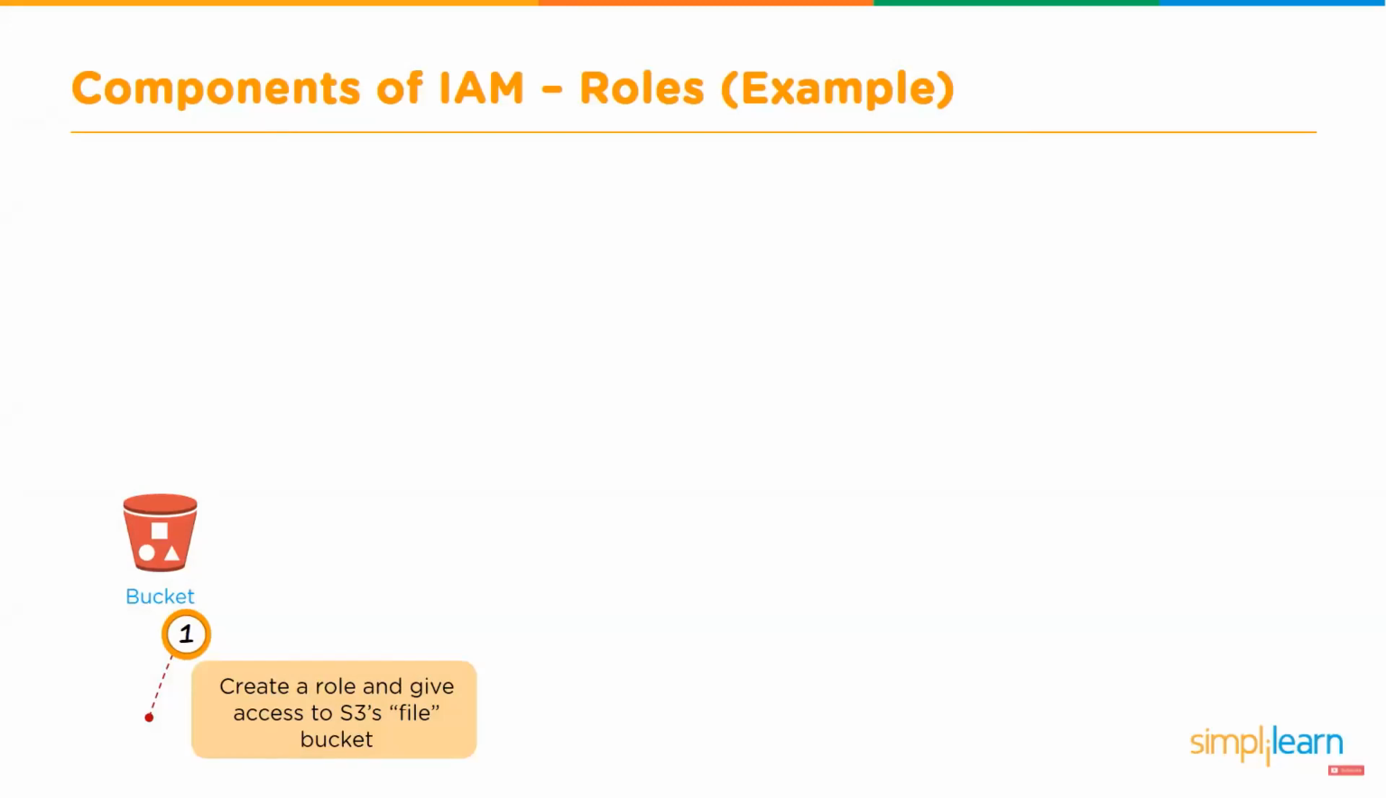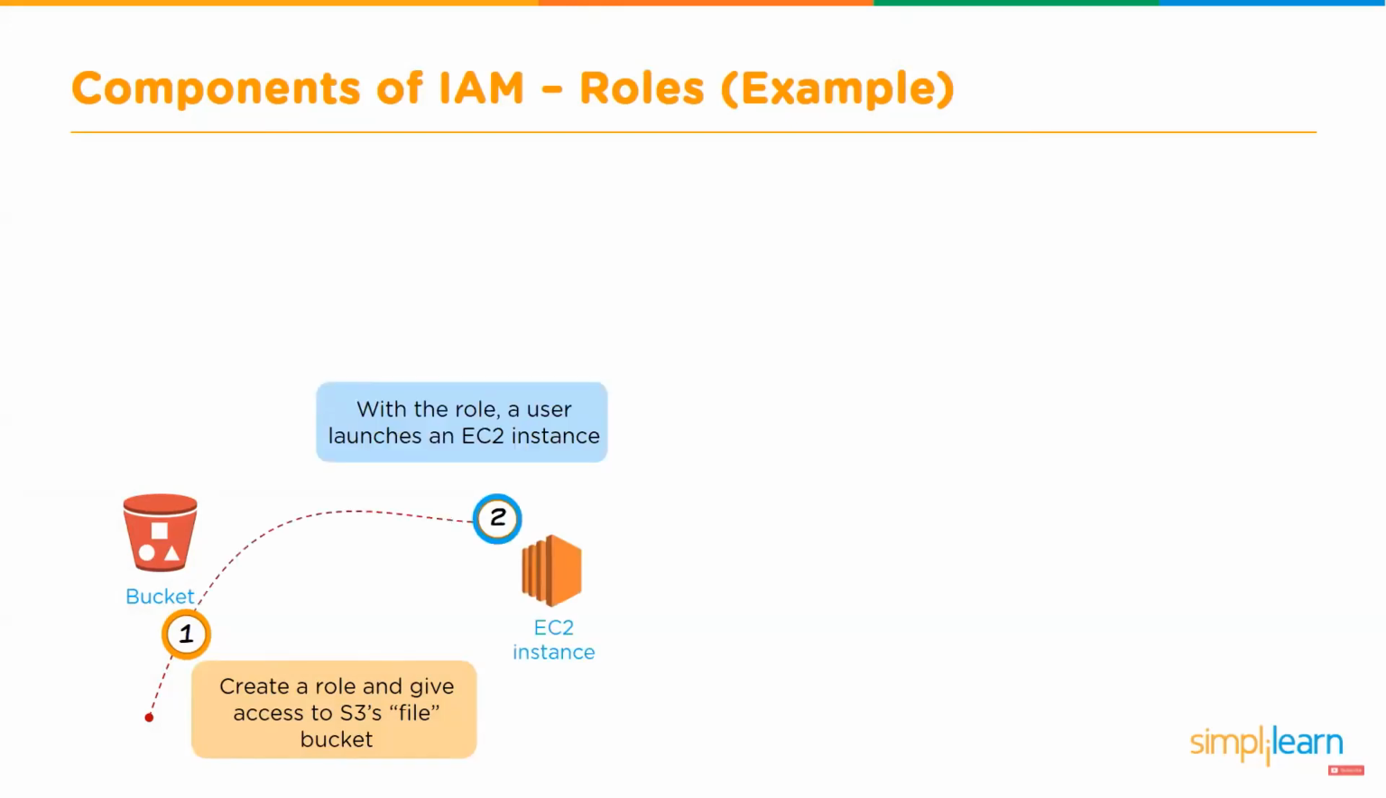We said roles are assumed by any entity, right? It could be a user, it could be an application, it could be a service, it could be another resource in an AWS account. So here it's another resource in the AWS account, right? So we create a role and we attach it to an EC2 instance. So now the EC2 instance can assume the role. Now the same role can be attached to another EC2 instance, to another user, or to another database service. We get the idea, right? Roles can be assumed by anyone.